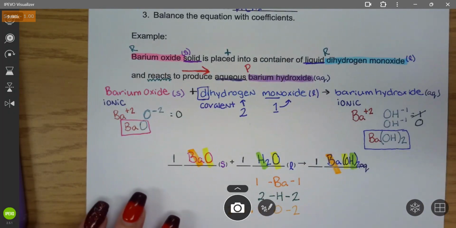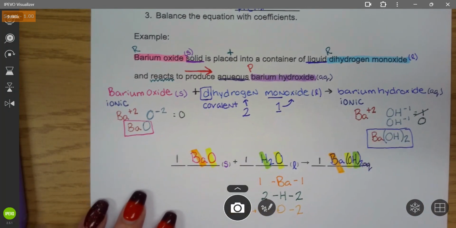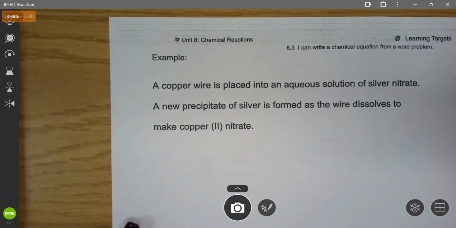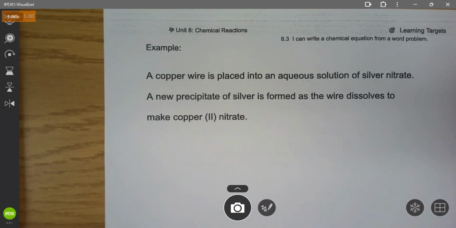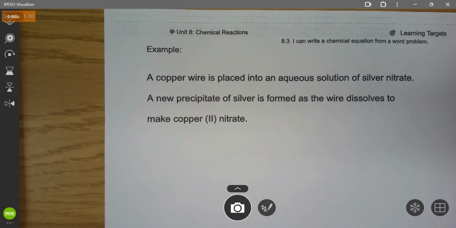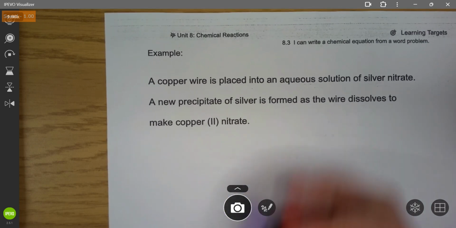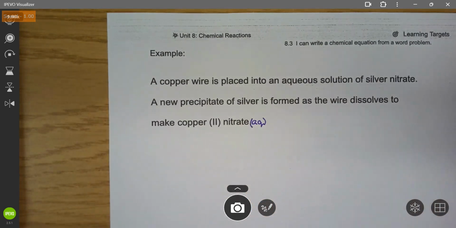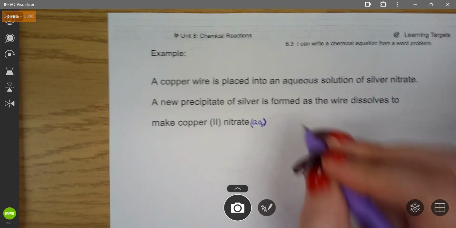These do take quite a bit of work, so do not be scared by how much work these do take. I am aware. There's one more example on the back that I'd like you guys to try. Copper wire is placed into an aqueous solution of silver nitrate. A new precipitate of silver is formed as the wire dissolves to make copper 2 nitrate. I will point out, just because I'm not sure it's very clear, that this copper 2 nitrate is aqueous. But go ahead and give this one some practice.